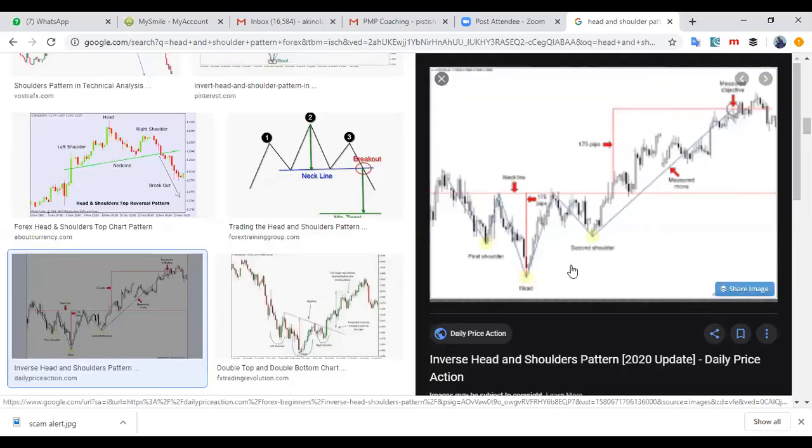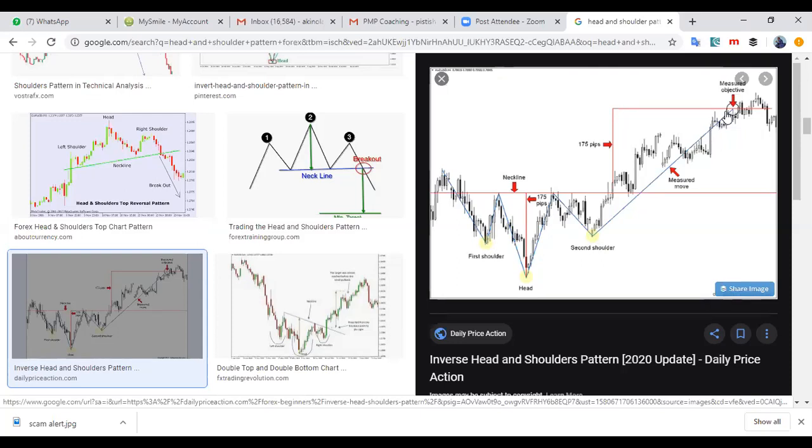Let's look at a typical chart and see what I'm talking about. First shoulder, neckline, the head, neckline, the second shoulder, then neckline broken, neckline retested, then you sell. And then for the inverted one, you buy. Hope you understand. Let me go over it again. First shoulder, back to the neckline, the head, back to the neckline, second shoulder, then neckline broken, neckline retested, then a buy all the way to your target.